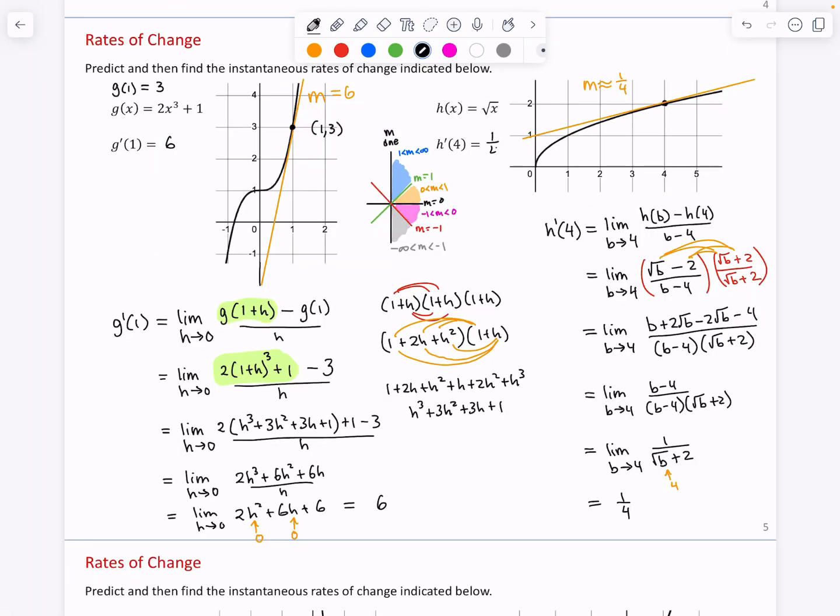So I can put 1/4 here as an answer and change these wavy equal signs to exactly equal signs. The slope of the tangent line was in fact 1/4. Okay, let's do the next page.